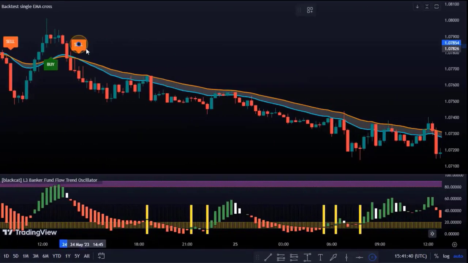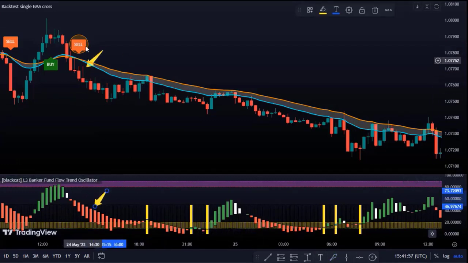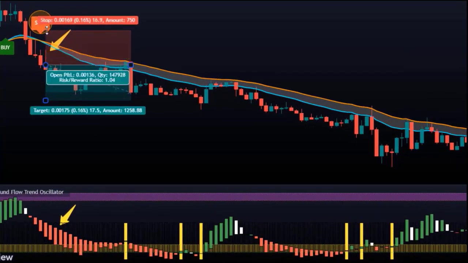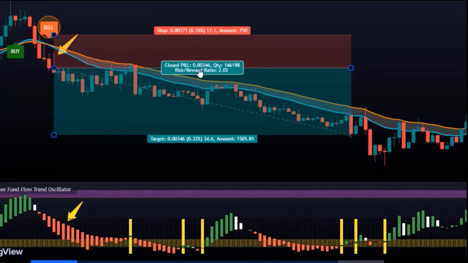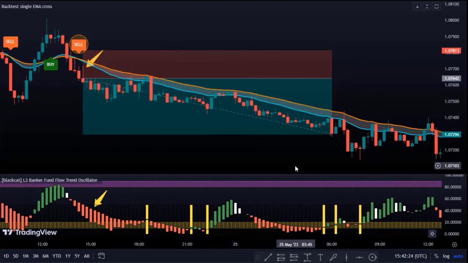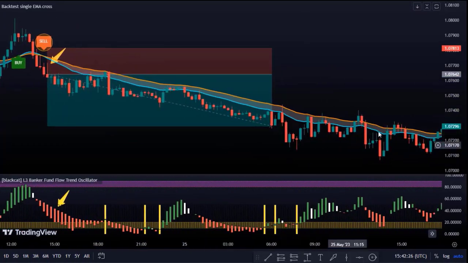So let's quickly see some examples. Here we have a short signal. Our entry will be this short signal because the fund flow was also below 20. As I already told you, the conservative trader will book profit here with a target of 1:2. The second type of traders will book profits here, as it is closing above the blue line. And the third type of trader will wait a little longer for the price to close above the orange line.